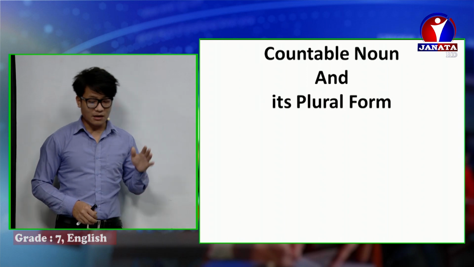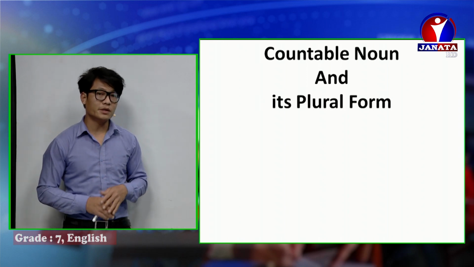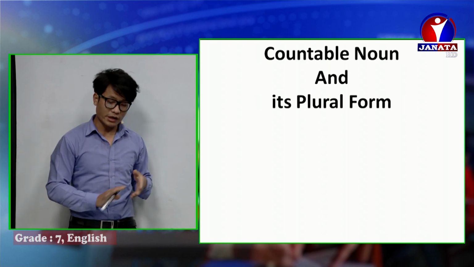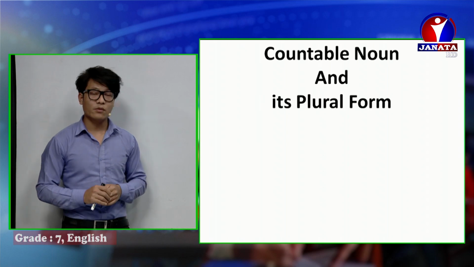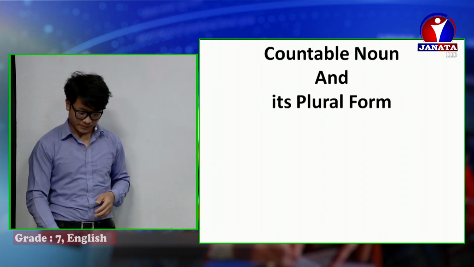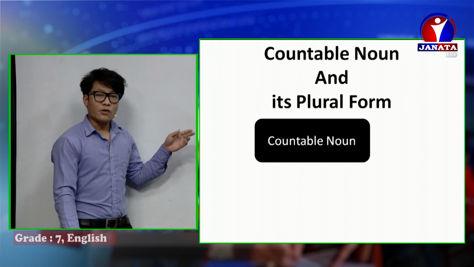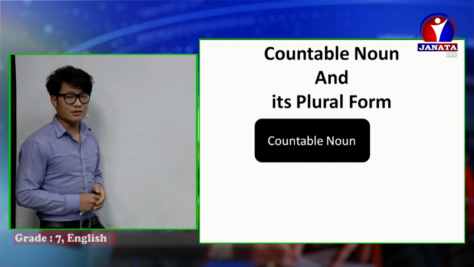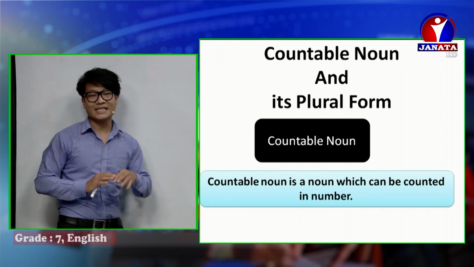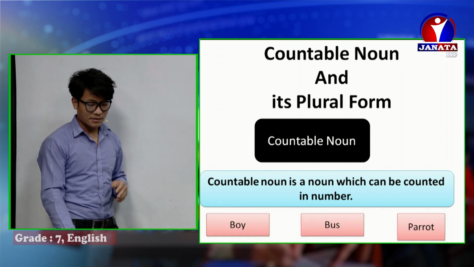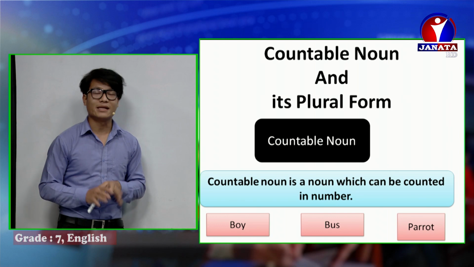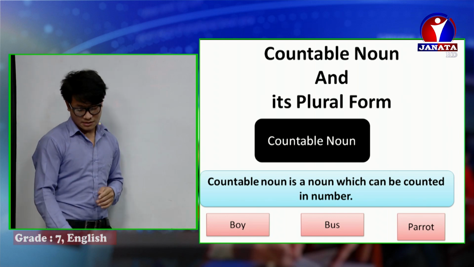While learning countable noun in its plural form, you will learn how to change the singular countable noun into plural form. Here are some rules that show how to change the singular countable noun into plural form. So let's start. First of all, let's have again the definition of countable noun. Countable noun is a noun which can be counted in a number. Example, boy, bus, parrot, these are singular countable nouns.